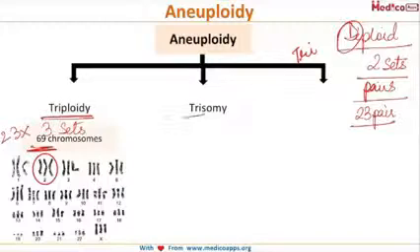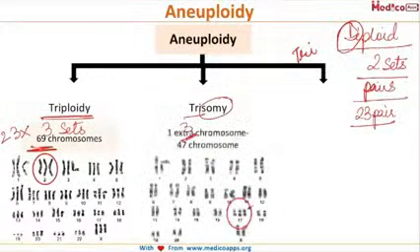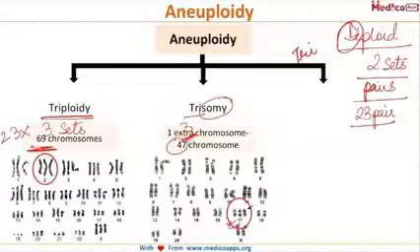Trisomy, we have 3, but what? Somy means single body. A single chromosome will be 3 in number. Instead of being in a pair, it will be 3 in number. As you can see in this example, chromosome number 17, instead of being in a pair, there are 3 copies of chromosome number 17. So the total number of chromosomes here will be 47. It will increase by 1.